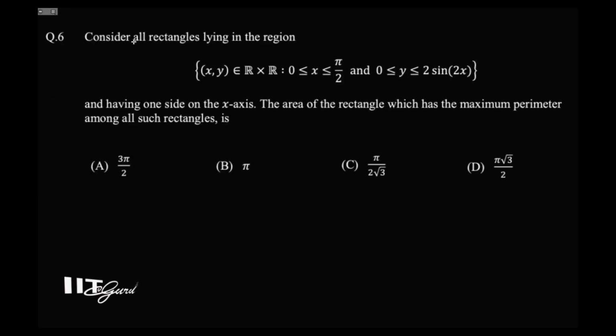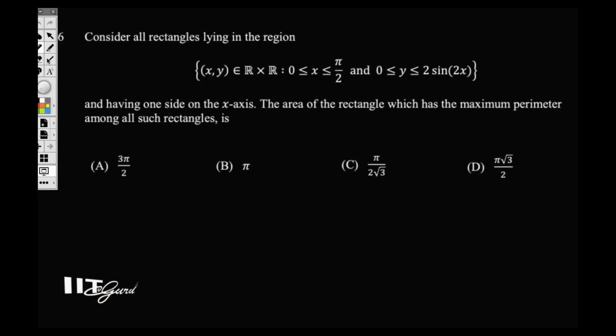So let's go ahead to question number 6. Consider all the rectangles lying in the region x, y in R squared, where x lies between 0 to pi by 2 in the first quadrant, and y is 0 to 2 sine 2x, meaning under the curve 2 sine 2x. Find the area of the rectangle which has the maximum perimeter among all such rectangles, having one side on the x-axis.